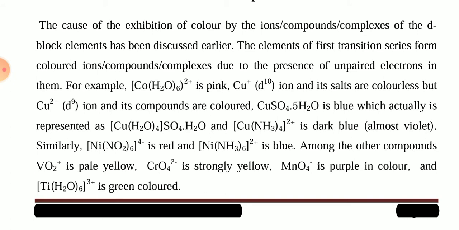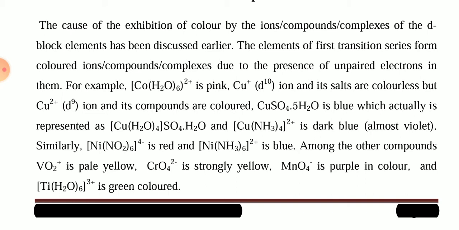Okay, formation of colored ions: as we know, transition series elements form colored compounds. For example, Co(H2O)6 2+ is pink in color. Here Co+ has a d10 ion and its salts are colorless, but Co2+, which has a d9 ion, forms colored compounds.